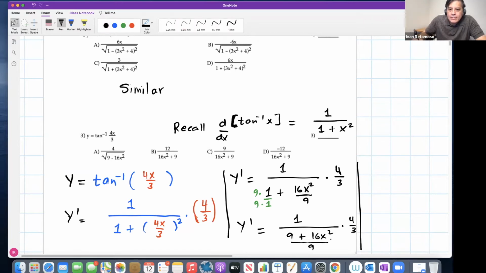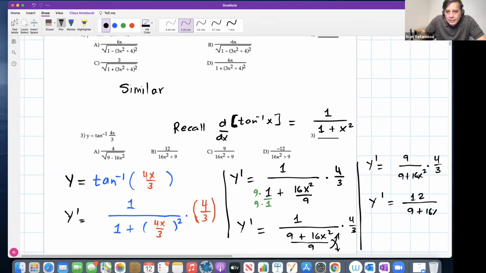Next. Remember, when you divide by a fraction, you multiply by the reciprocal of the fraction. So y prime will be, this gets flipped, 9 over 9 plus 16x squared times 4 over 3. Now, 9 times 4 is 36. 36 divided by 3 is 12. Or 3 into 9 is 3, and 3 times 4 is 12. Several ways to simplify this, guys. Use your algebra. 12 over 9 plus 16 x squared.